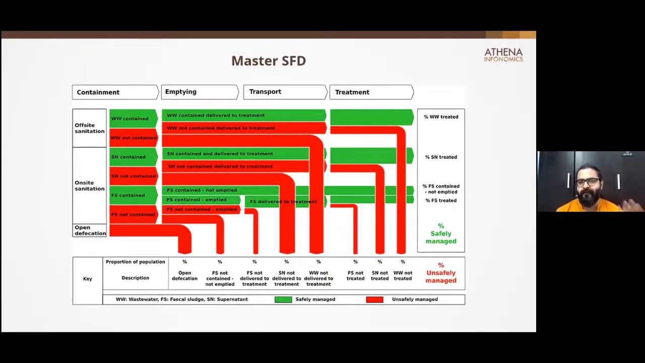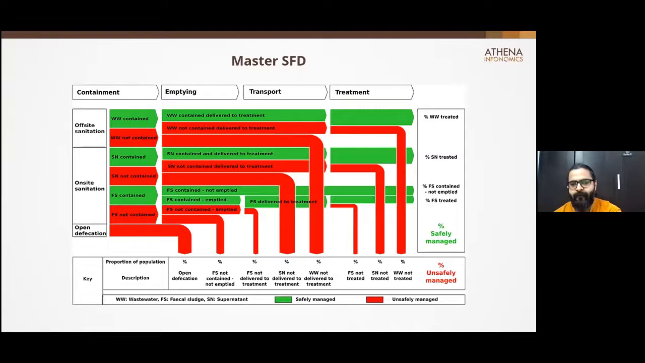What you see at the top is, of course, the sanitation service chain. I think everybody knows: containment, emptying, transport, treatment. What you see on your leftmost column is the three broad ways excreta can be generated in a town. Either it could be an off-site sanitation solution or an on-site sanitation solution, or you may not have a solution altogether. There can be a certain percentage of population in the town which is defecating in the open. So I'll pause here to give a little more attention to off-site and on-site. Many times people confuse what constitutes off-site sanitation really, and what would be called on-site sanitation.